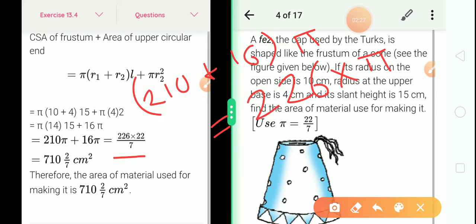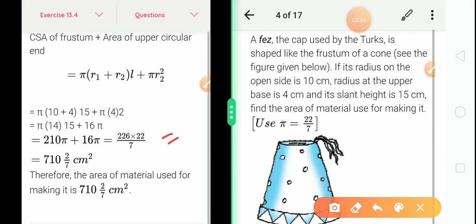226 into 22 is 4972. So we'll get 4972 upon 7. If you divide 4972 by 7, then we'll get 710 2 by 7 centimeter square. Therefore, the area of material used for making it is 710 2 by 7 centimeter square.